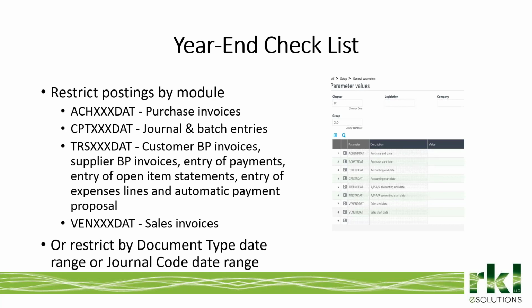A couple other tools in your tool bag to that end is you can restrict additional postings by the document type. So you can go into Setup, Financials, Document Types, and in there's a validity date that you can select. So you can set that for 1/1/19 should you so choose. And yet another way is the journal code, where you can deactivate those, or there's an access code in there as well. So as you can see, there's a couple of different ways you can do that.